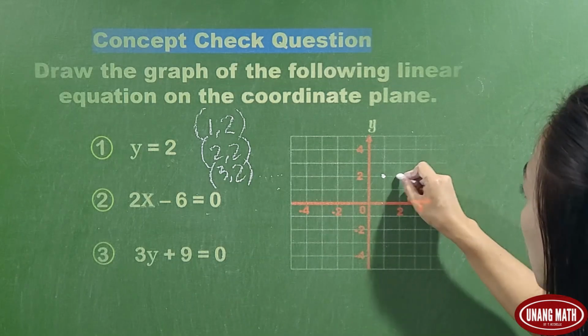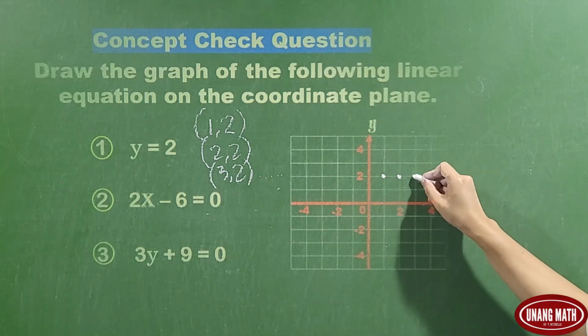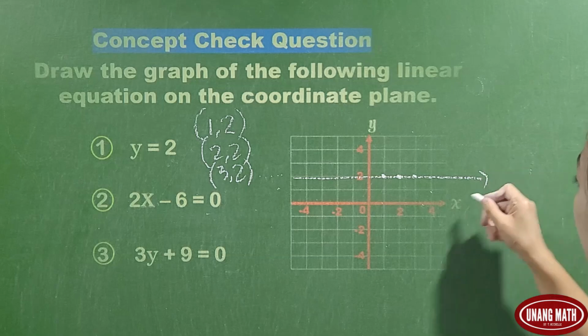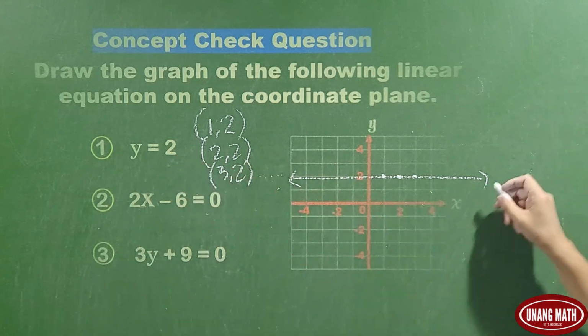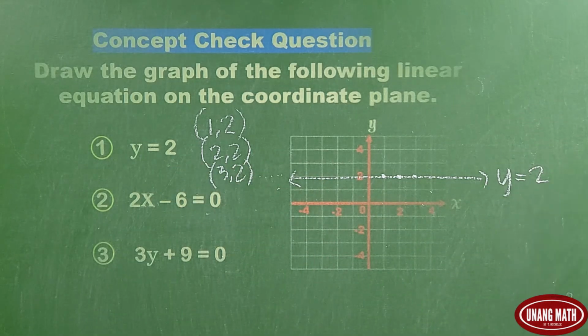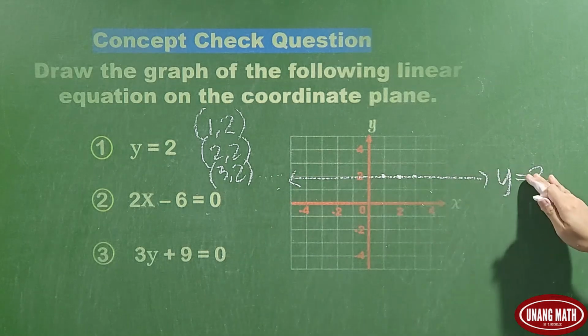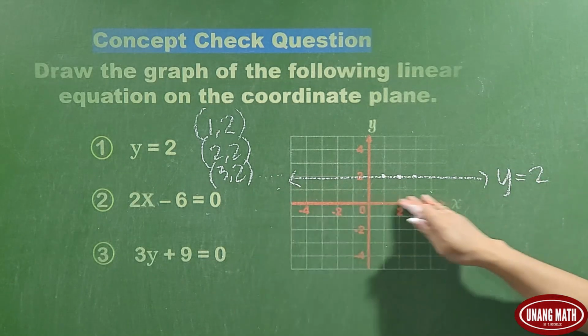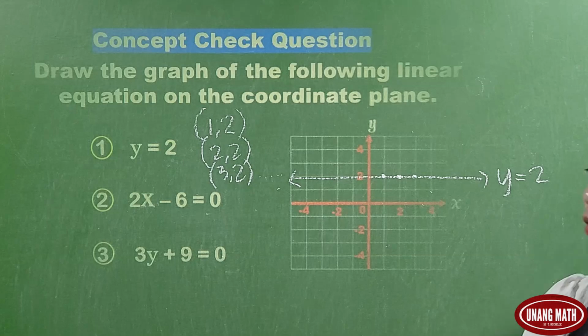Next, (2, 2). Next is (3, 2). So this is now the graph of y is equal to 2. This is a horizontal line and this is parallel to our x-axis.